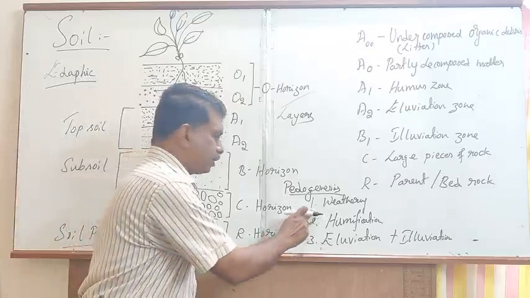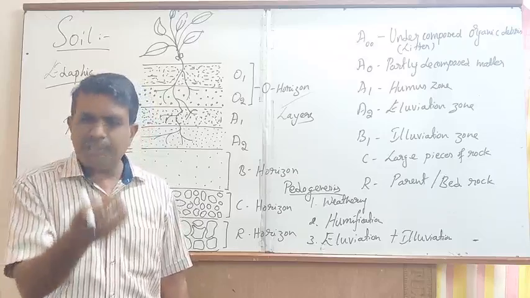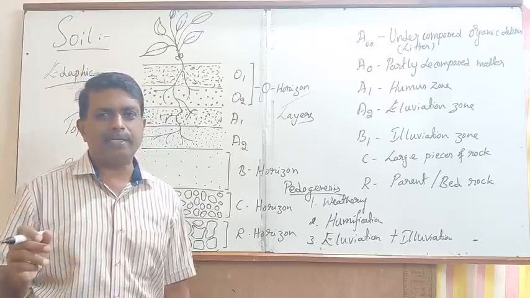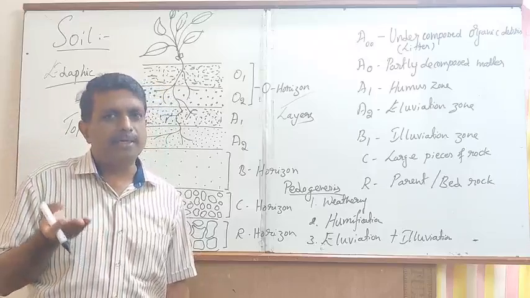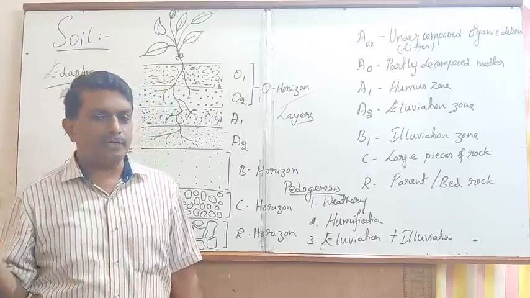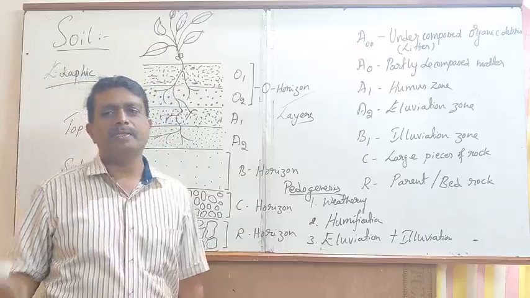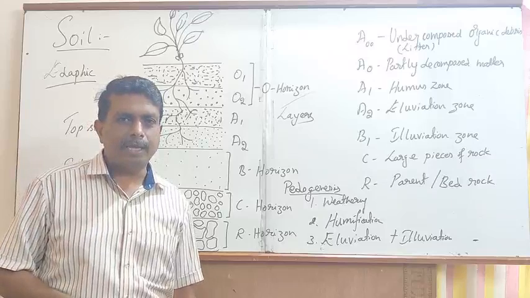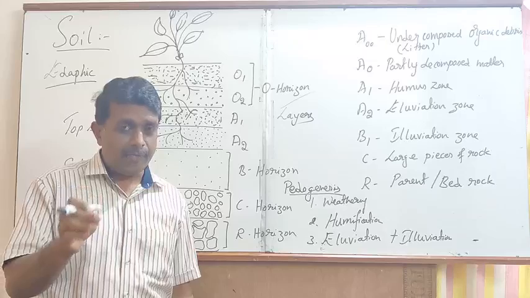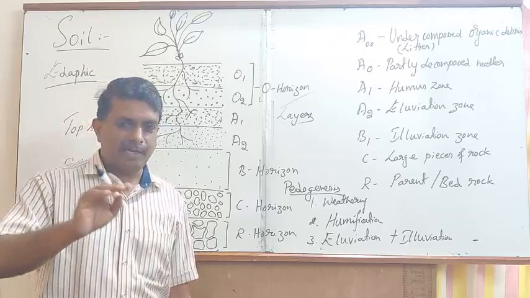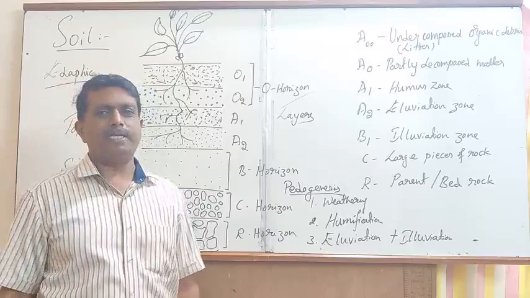The first important process is called weathering process. It is the process of breaking the rocks into fine particles of soil. Those fine particles, when they combine with the organic matter derived from either plant origin or from the animal origin, lead to the formation of a natural nutritious medium called soil.